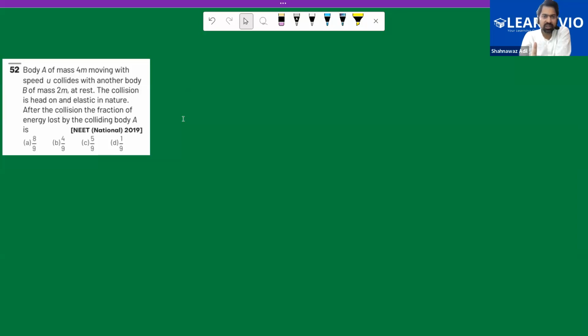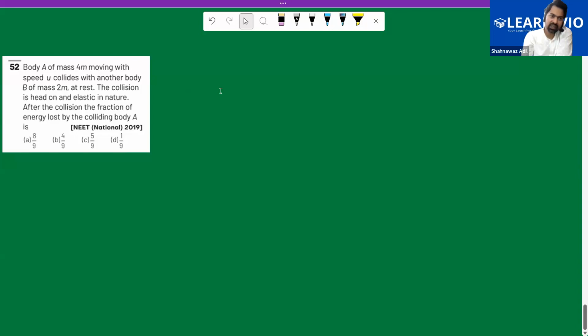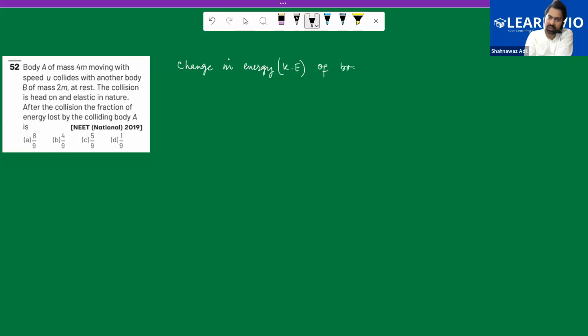So how much energy has been lost by A? That is the question. We know that the total kinetic energy will be conserved, right? Total kinetic energy will be conserved, but what is the energy lost by this body? So we have to find out the change in energy, and to be precise, the kinetic energy of the body. That is the thing that we have to find.